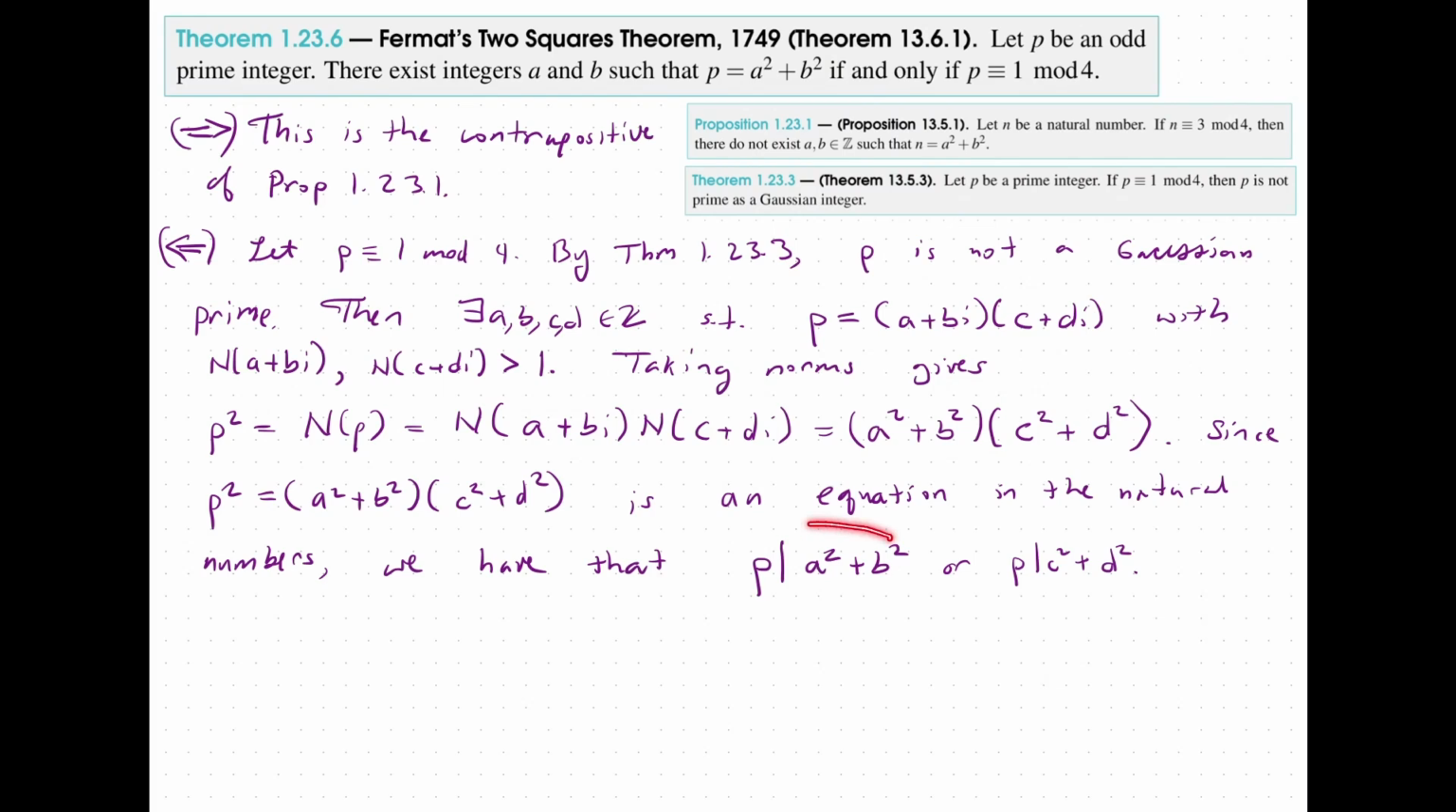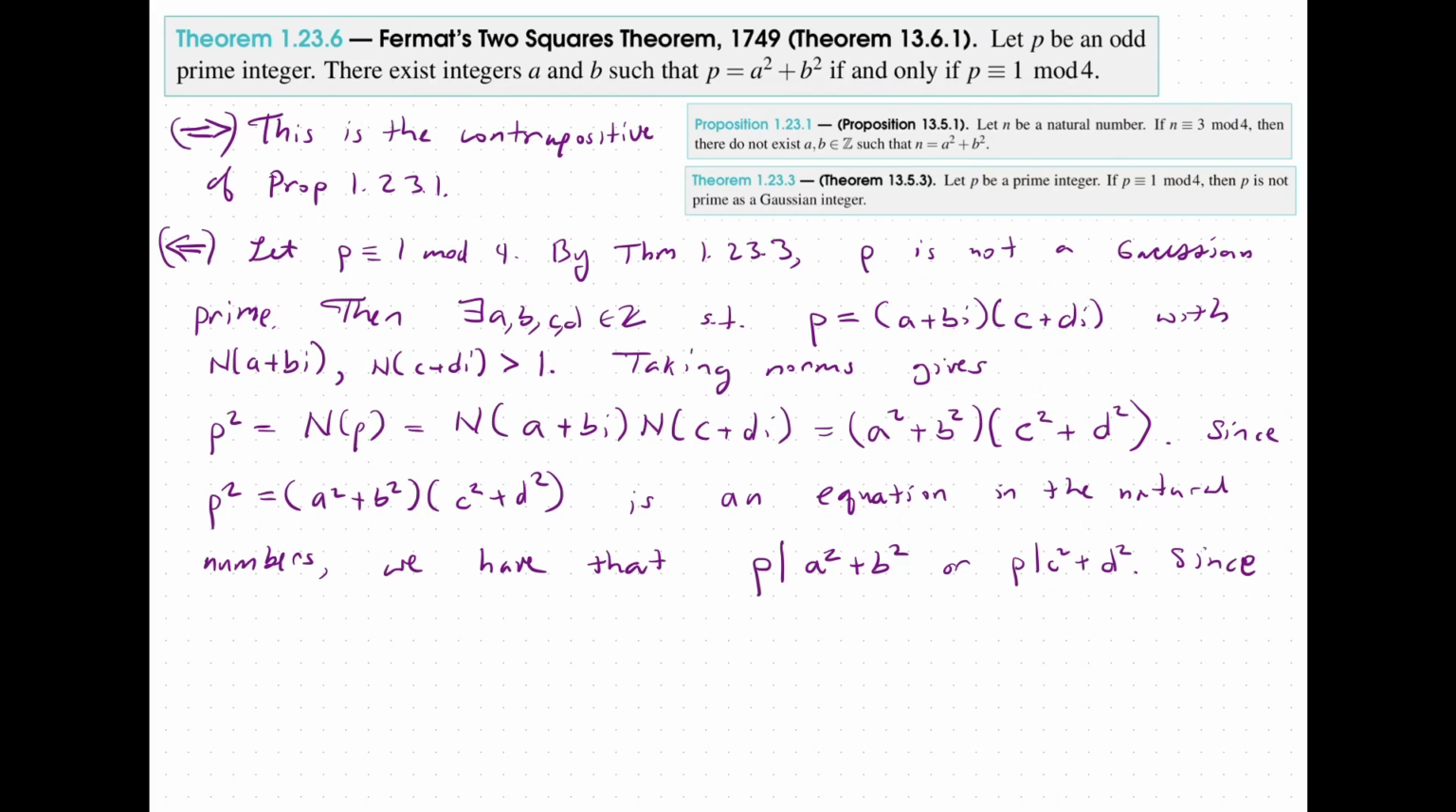But now we have that p divides a squared plus b squared, and p divides c squared plus d squared. This is an OR, but it's actually an AND, because we know that the norm of a plus bi and the norm of c plus di are both greater than 1, and so a squared plus b squared and c squared plus d squared are both greater than 1. And now we have that p divides these two quantities, and so p must be equal to a squared plus b squared, which is equal to c squared plus d squared.